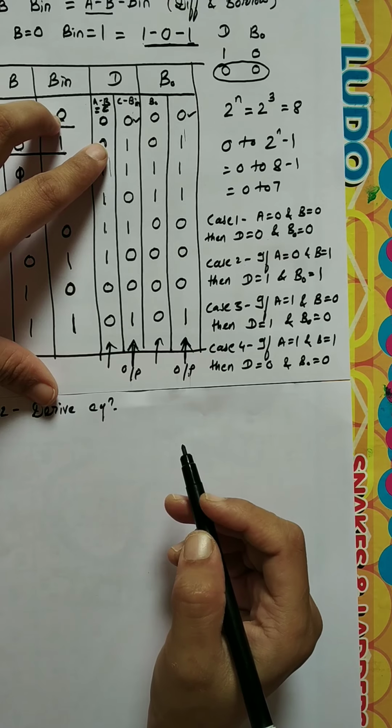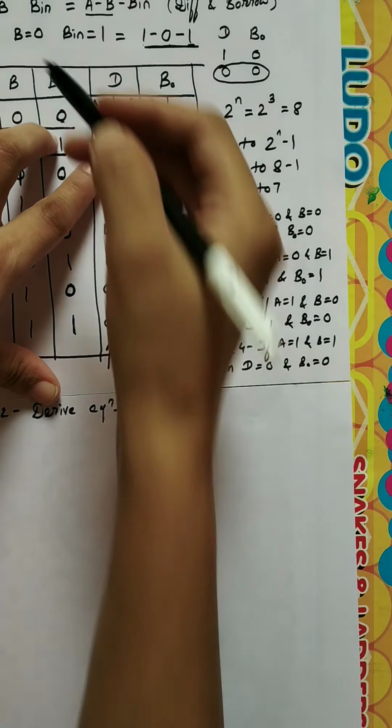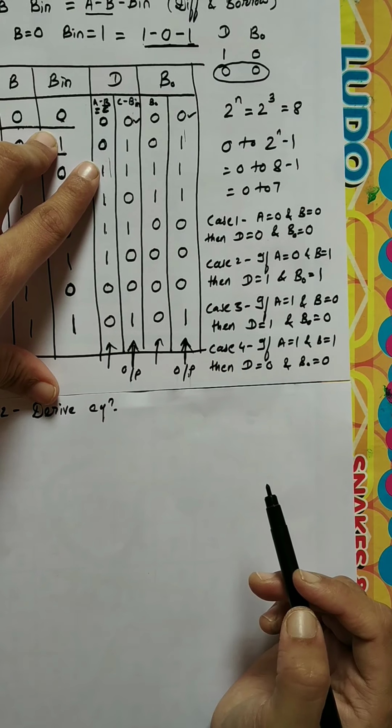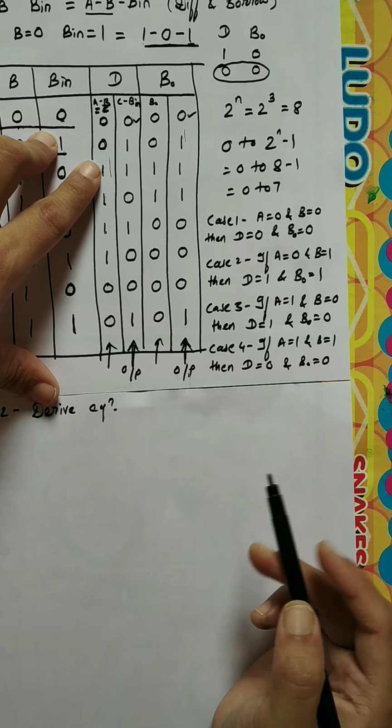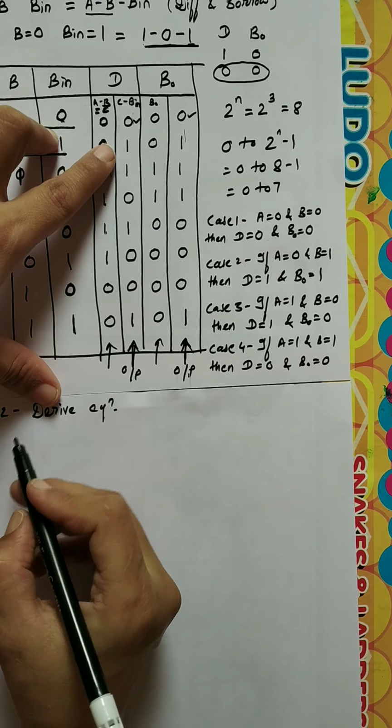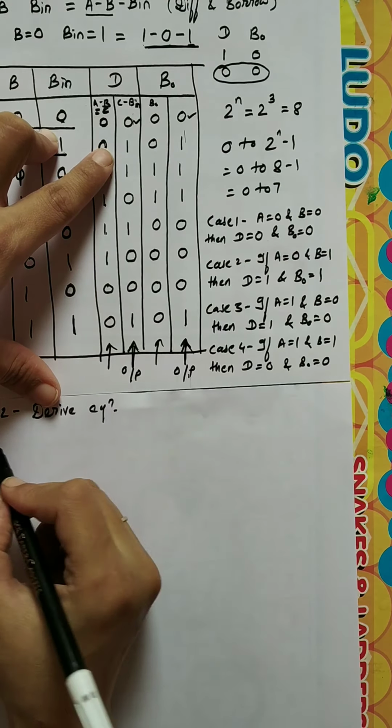So here I'm using the K-map method since it is a 3 variable truth table. It is better to go with K-map. It will take less time and we will get the simplified expression directly, right? So now I'll just draw the K-map.